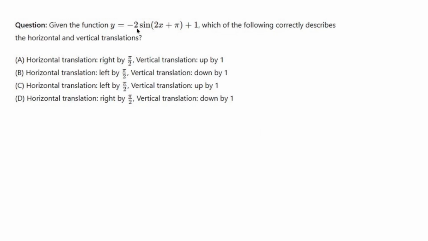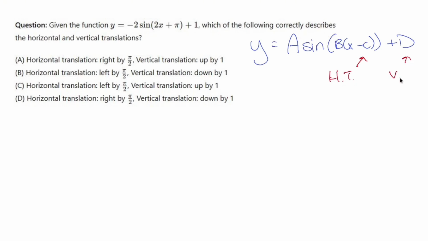Given the function y equals -2 sine of (2x plus pi) plus 1, which of the following correctly describes the horizontal and vertical translation? So I don't care about amplitude and stuff like that. I'm going to compare this to the equation y equals a times sine of b times the quantity x minus c, plus d. What I care about here is c, my horizontal translation, keeping in mind negatives make it look opposite. And d is going to be my vertical translation.